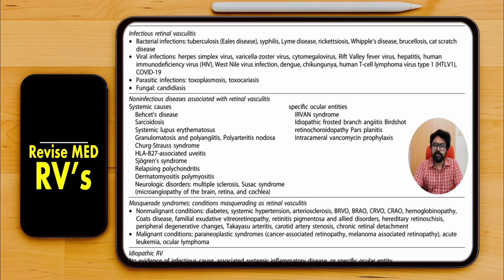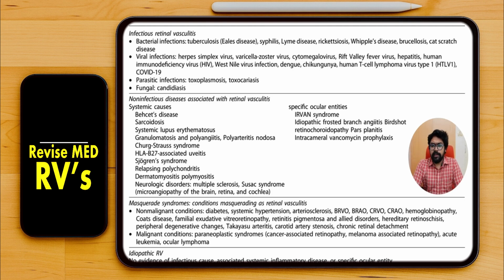Usually HLA-B27 associated uveitis will not present as a retinal vasculitis. Among the HLA-B27 associated uveitis, psoriatic arthritis can have posterior involvement, so you should be careful if you are dealing with psoriatic arthritis. And Sjogren syndrome, relapsing polychondritis, dermatomyositis, these are very, very rare.